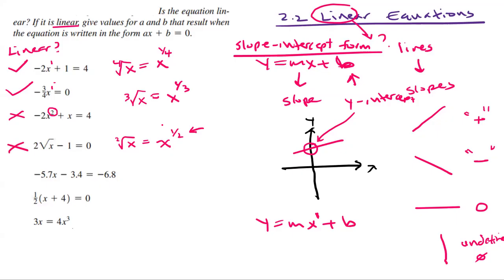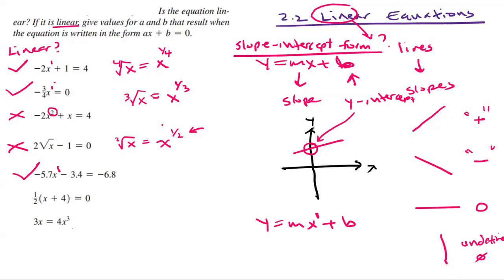What about this one? It has a decimal in it. Is this going to be linear? Fell into the trap again. Remember, we're looking at the power of x. I don't care about this. These don't matter to me. We're looking at the power of x. So the power of x here is 1, so that's going to be linear.